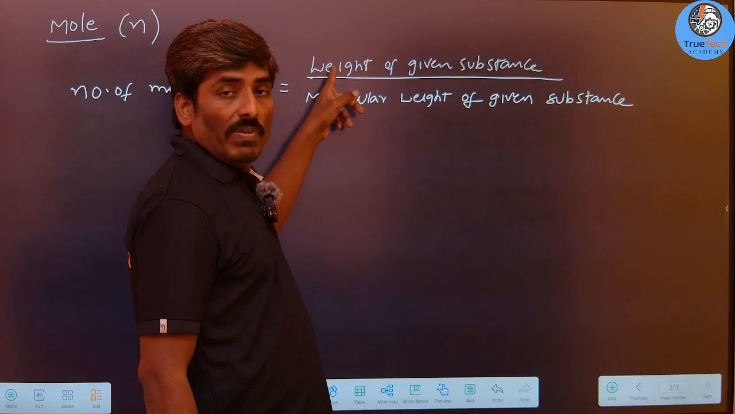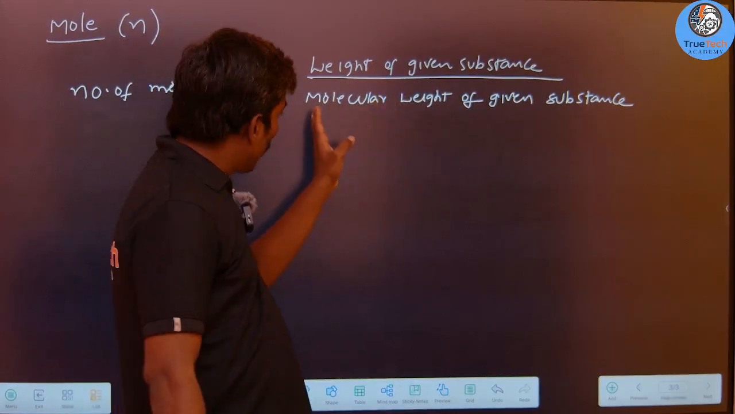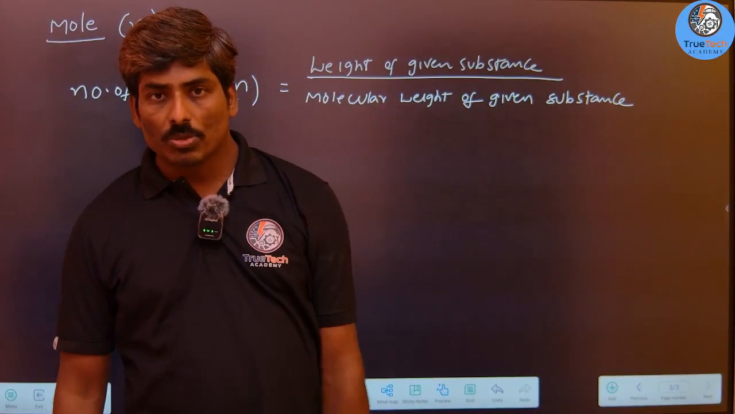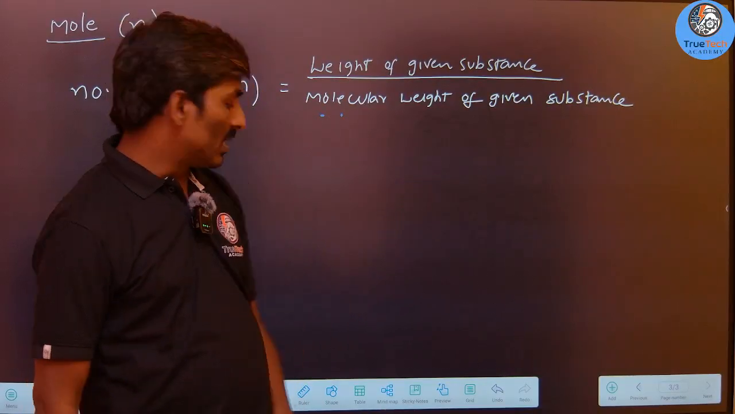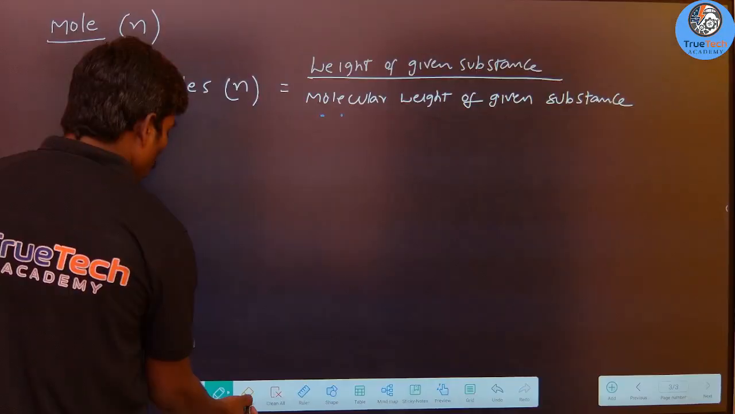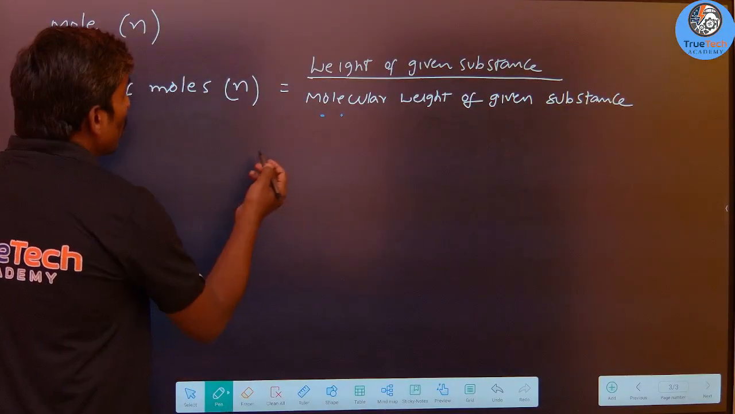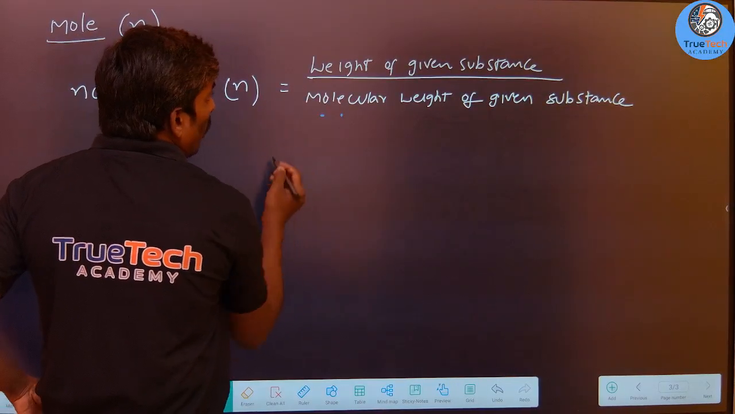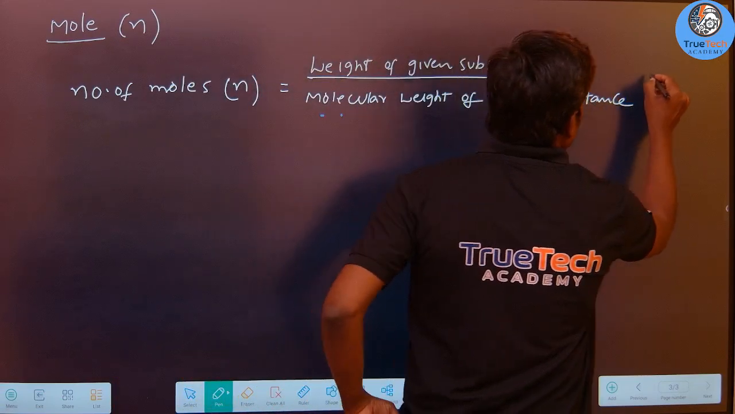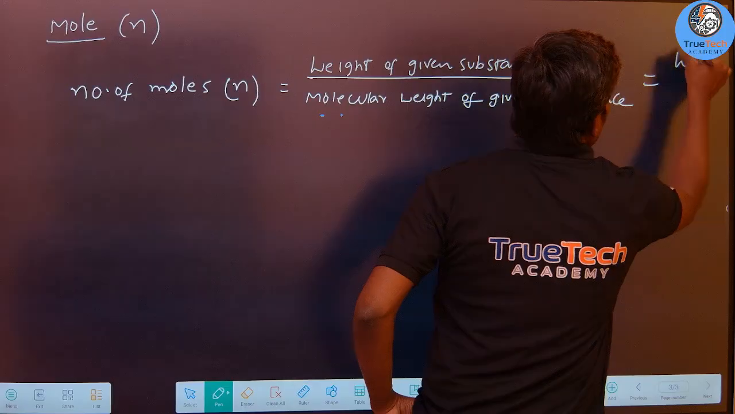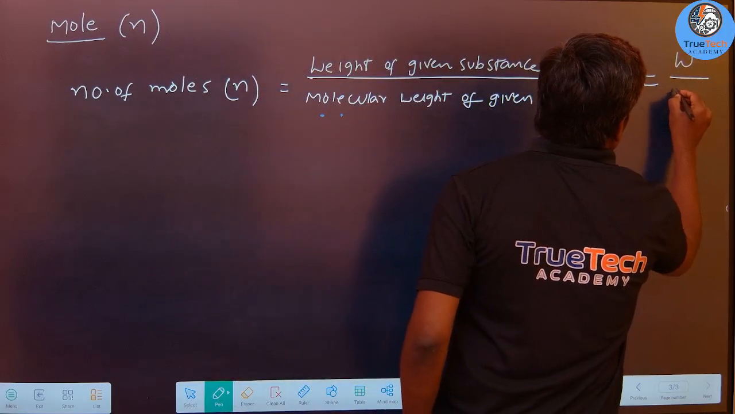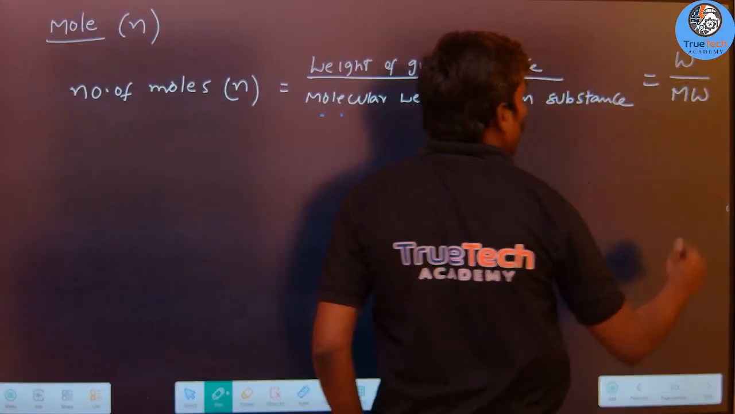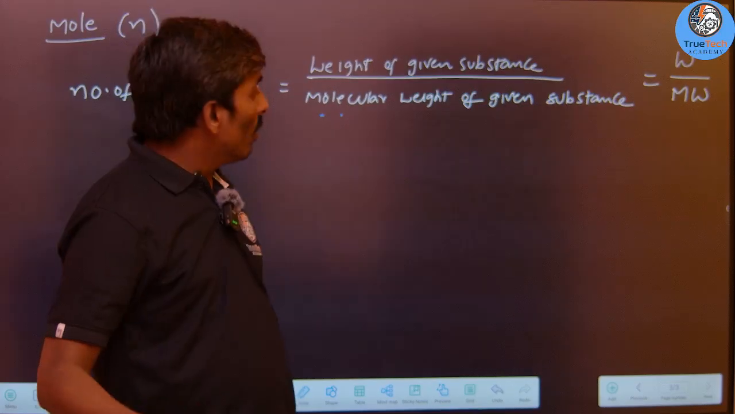If the weight is taken in grams, then the molecular weight is also taken in grams. All of you know the molecular weight of a given substance. In short, the weight of the substance is represented by W, and the molecular weight is represented by MW.